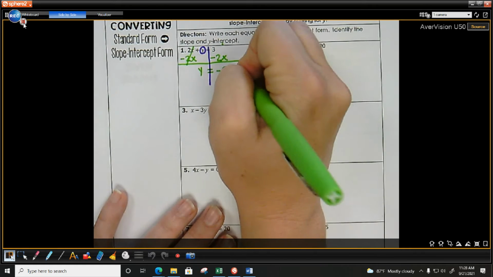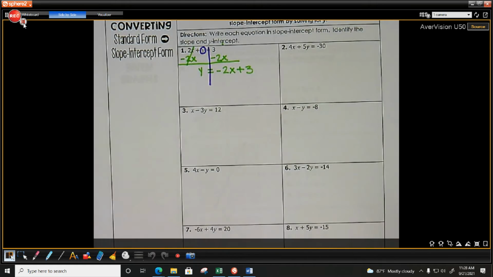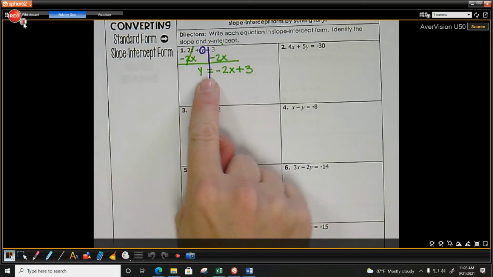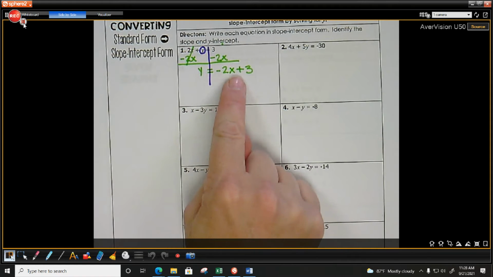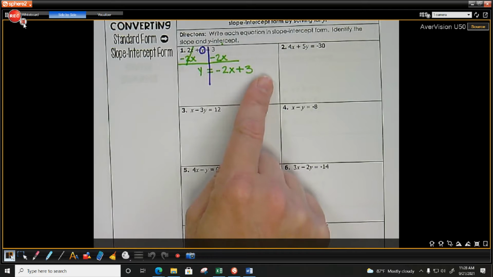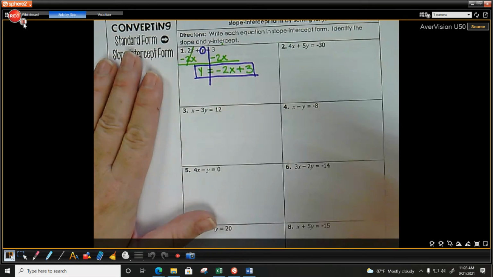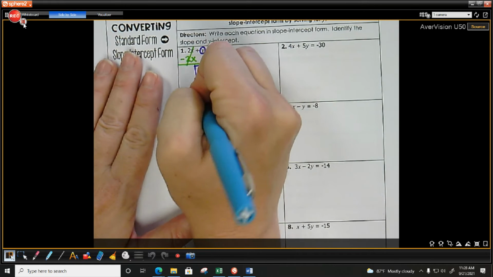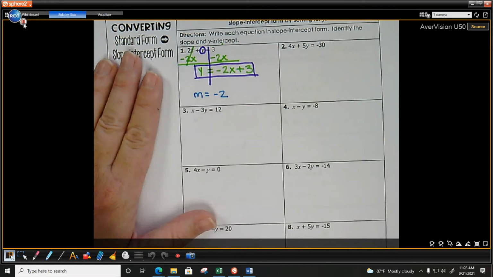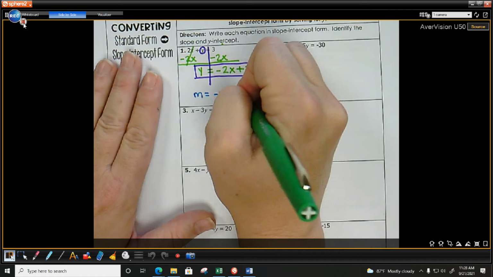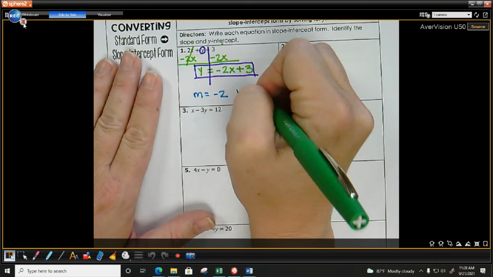So is this now in the form y equals mx plus b? What form is this called? Slope-intercept. Very good. So looking at this equation, what is my slope? Negative 2. What is my b? 3. Good?